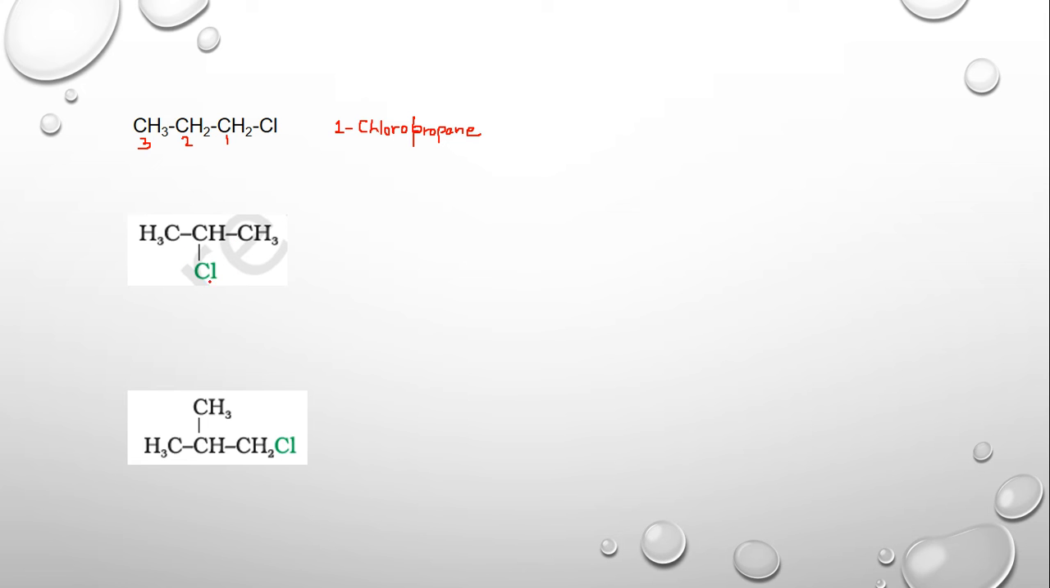Come to the second example. Again, you have a halogen attached to the carbon chain. Now give the numbering for the carbon chain. You can number it from either side. So you have a 3 carbon chain. A 3 carbon atom containing alkane is propane, and on the second carbon atom there is Cl attached. So the name is going to be 2-chloropropane.